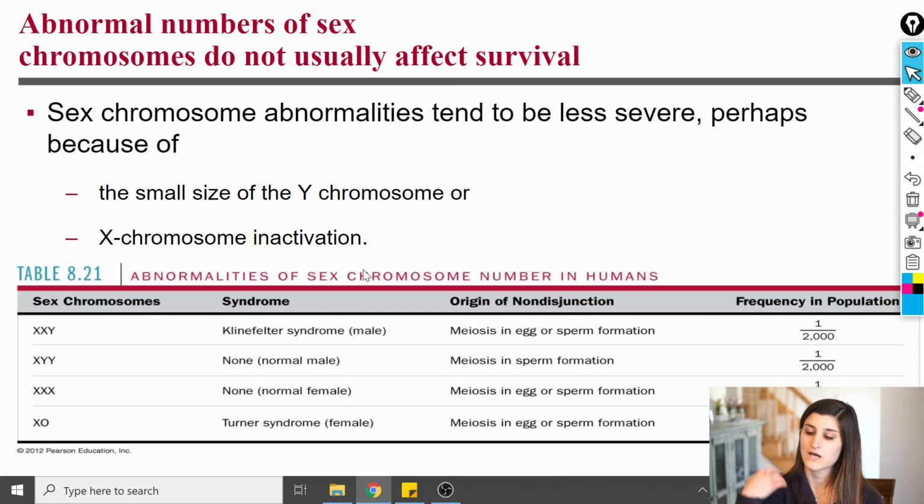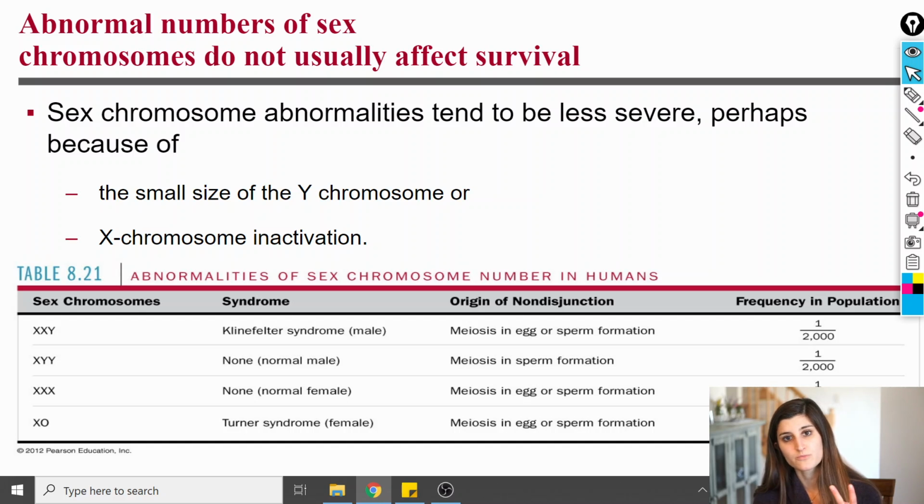So what we want to look at now is, okay, well, what happens if an individual does receive an abnormal number of chromosomes? We'll look at how, if you receive an abnormal number of sex chromosomes, how does that affect an individual versus what happens if you have an abnormal number of autosomes. Typically, if you have an abnormal number of sex chromosomes, it tends to be a lot less severe, maybe because the size of the Y chromosome is so small, potentially, and also because of X chromosome inactivation.